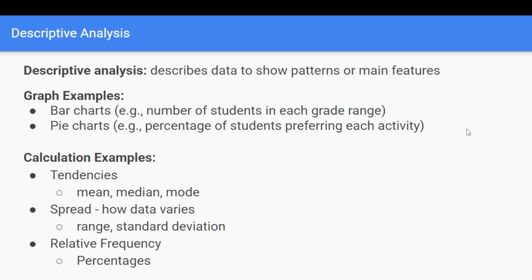With descriptive analysis, for graphs, you could use a pie chart, you could use bar graphs. Tendencies can be shown through averages like mean, median, and mode. You have spread, standard deviation, and then percentages. This is just like it sounds, you're describing the data.